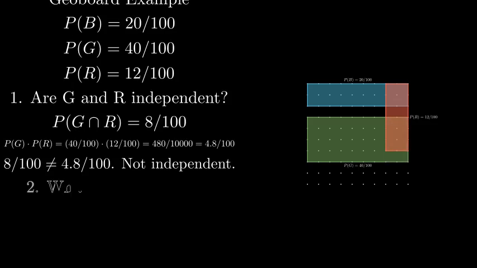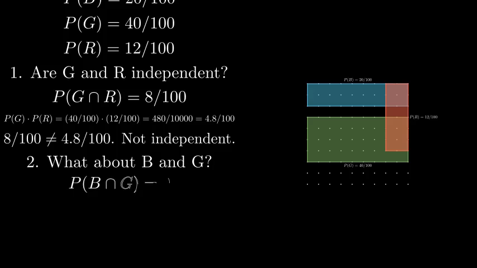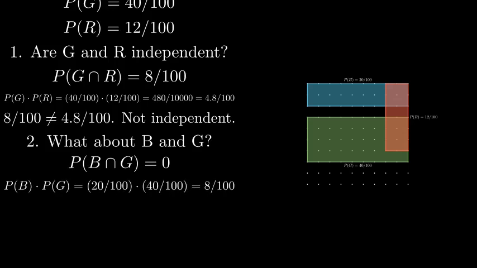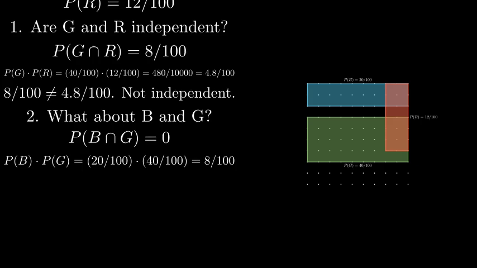Next, let's consider events B and G. From the diagram, the blue and green regions are right next to each other, but they do not overlap. This means they are mutually exclusive events. The intersection of B and G is empty, so the probability of their intersection is 0. The product of their probabilities is 20 over 100 times 40 over 100, which is 8 over 100. Since 0 is not equal to 8 over 100, B and G are not independent.